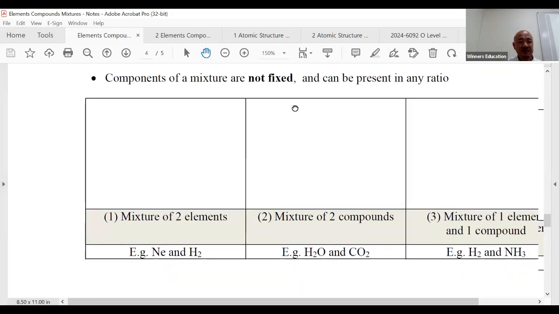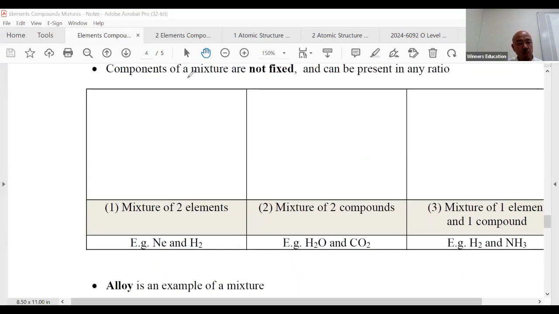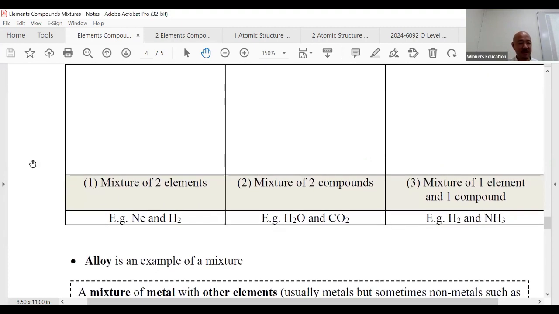The components of a mixture, once again, are not fixed. They can be present in any ratio. You like this, you put more. You don't like this, don't put at all. There are three types of mixture.